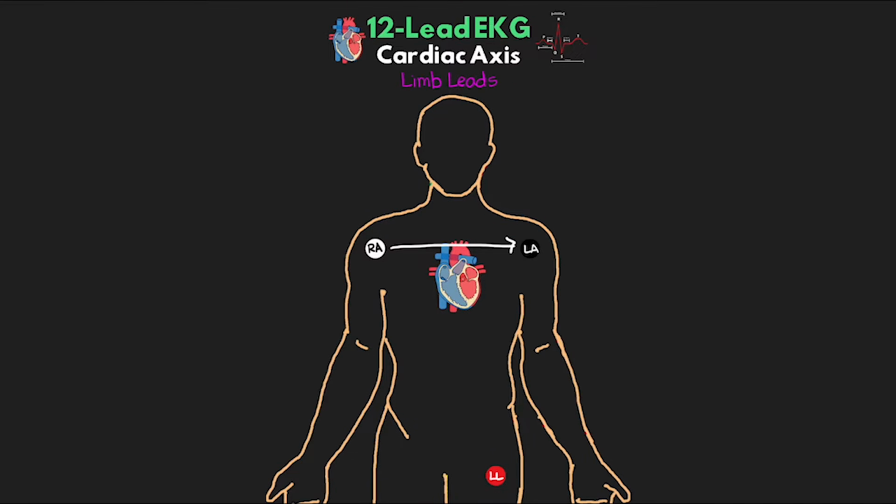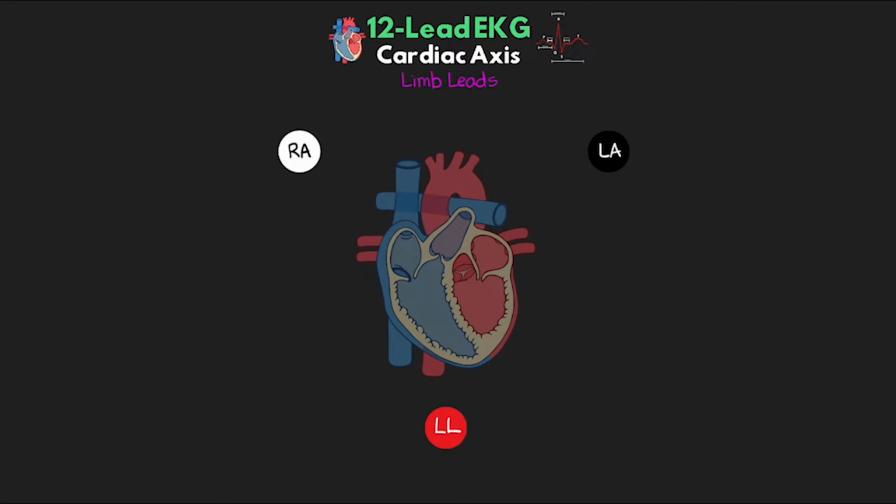First, looking at leads 1, 2, and 3, we have the 3 electrodes that basically form a triangle on the body. While this isn't a perfect triangle, we actually have something that we call Einthoven's law, and again, this isn't important for you to memorize, but just good to know. Basically, this law says that we can think of this triangle as an electrically equal triangle. Thus, we can actually place these leads around our heart.